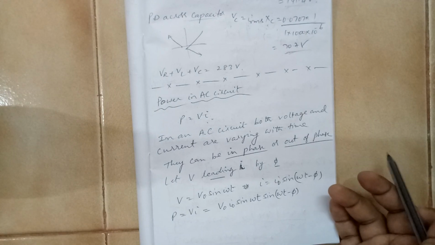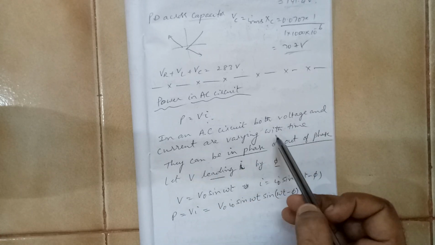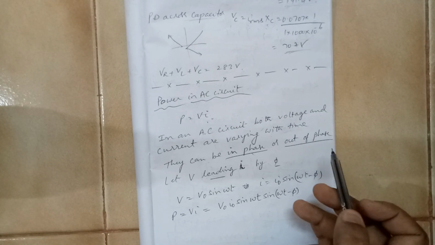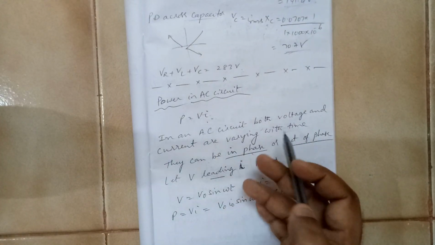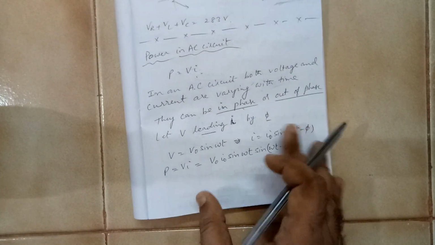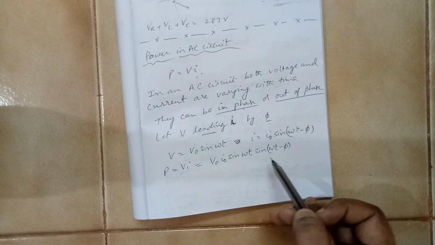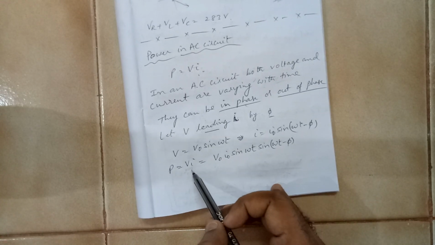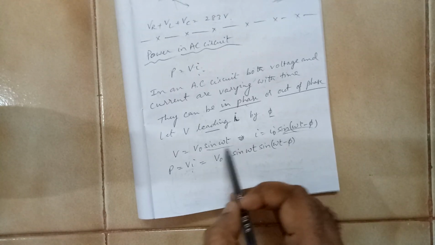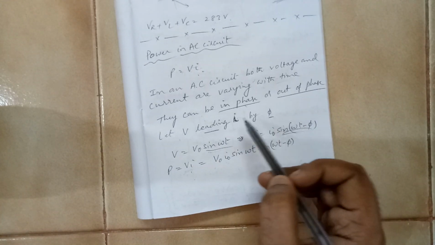Now, basically in an AC circuit, both voltage and current are varying with respect to time. They can be in phase or out of phase. So to get the power, you multiply voltage with the current. The voltage value is V0 sin omega t, and what is I? I am taking I0 sin(omega t minus phi). Here we are assuming that they are not in phase. In fact, the voltage is leading the current by phi.